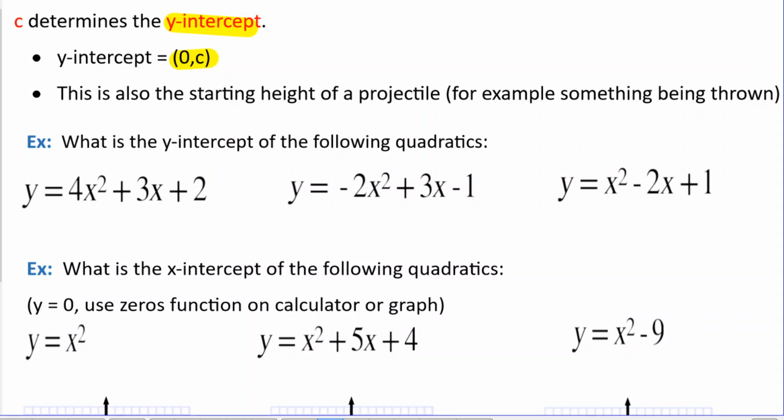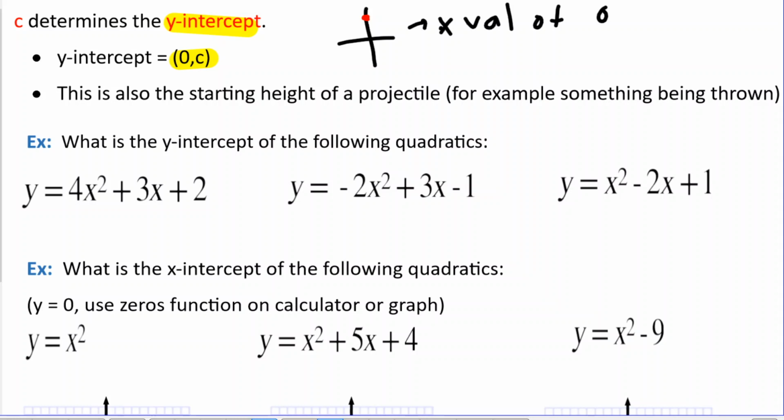Again, 0 because when we talk about a Y-intercept, the whole point of it is that it's on the Y-axis somewhere. And every point on that Y-axis has an X value of 0. Because we're on that Y-axis, that means we haven't moved left or right from the origin. So we always have an X value of 0. So the C value tells us how far up or down on that Y-axis we are. It tells us the Y value.